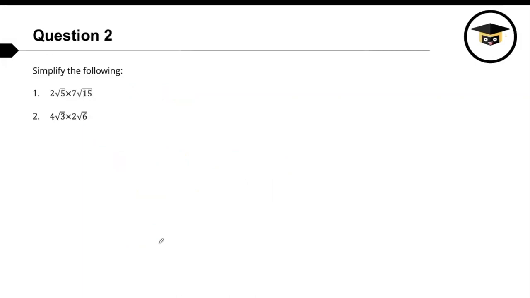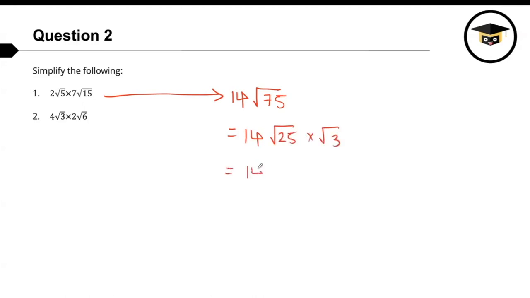With question 2, we just need to simplify the following. We've got 2 root 5 times 7 root 15. So with that one, all we're going to do is multiply the numbers together, so the rational parts, and then multiply the irrational parts together, and then go from there. So we've got 2 times 7, which is 14. And then we've got root 5 times root 15, which is going to be root 75. From here, we can simplify the root 75 into root 25 times root 3. And that's going to be 14 times 5 times root 3, which simplifies to be 70 root 3.